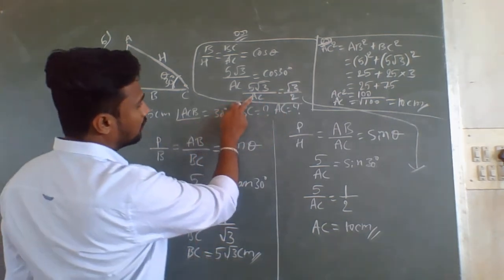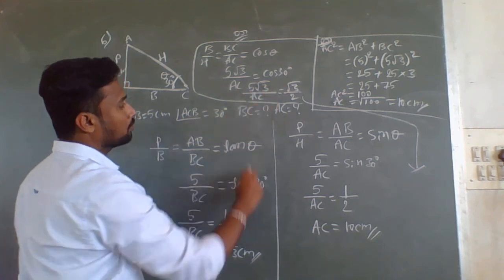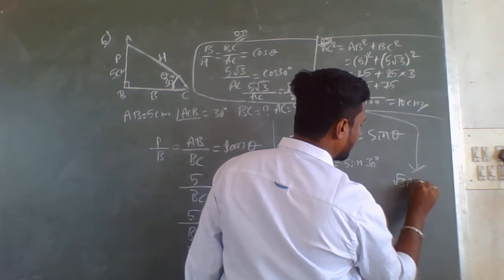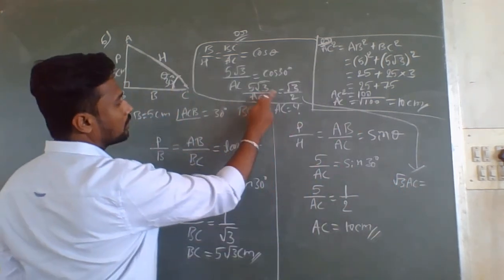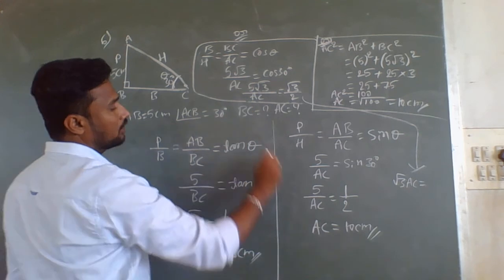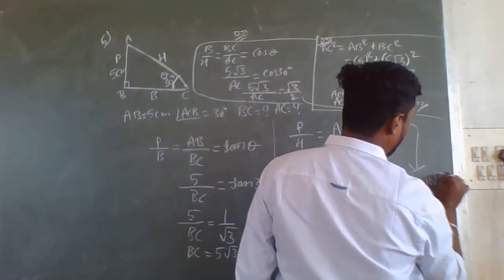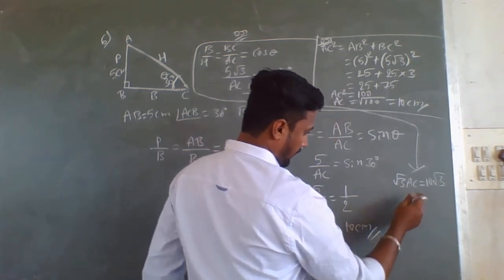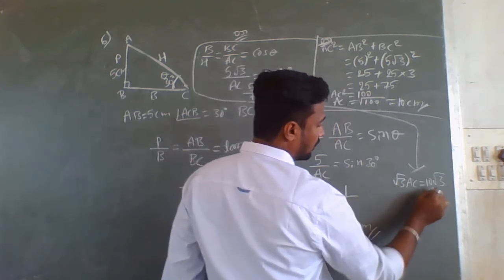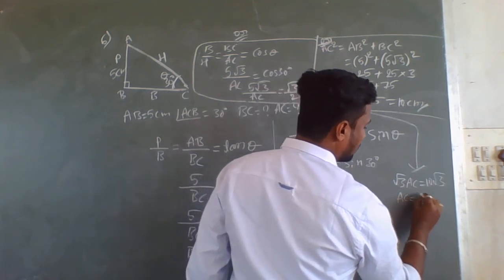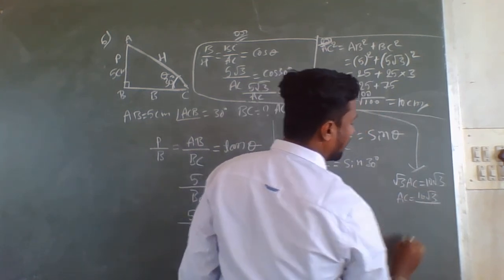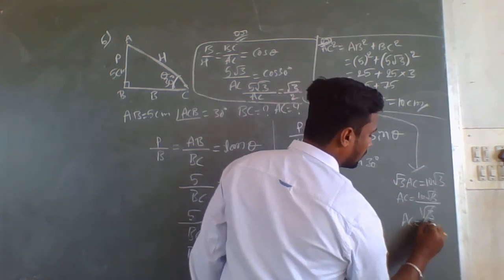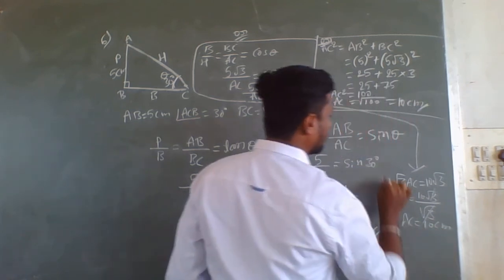Again, to get this length of AC, what can we do? Cross multiplication. So AC into root 3, what will I write here? Root 3 into AC equals 5 root 3 into 2, meaning 2 into 5 is 10. So 10 root 3 I will write here. Now to calculate this length of AC, I will move this root 3 to the right hand side. So what does it become? AC is equal to 10 root 3 divided by root 3. So root 3 cancels. Again the length of AC is equal to 10 centimeters only.